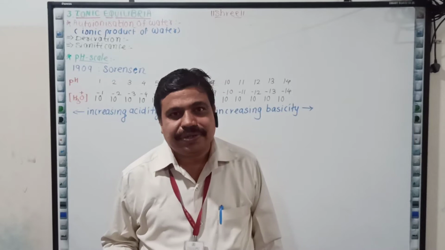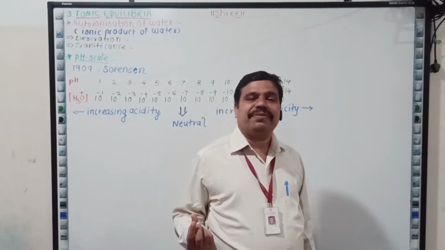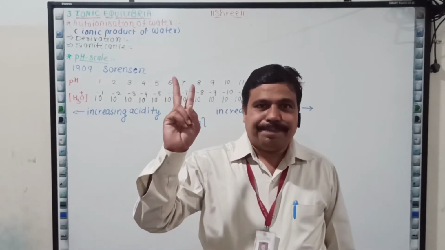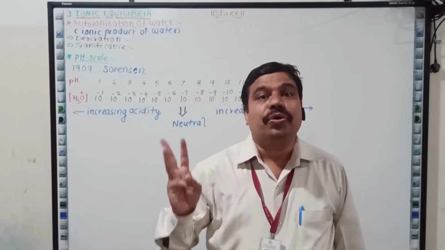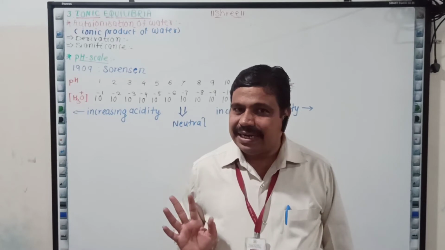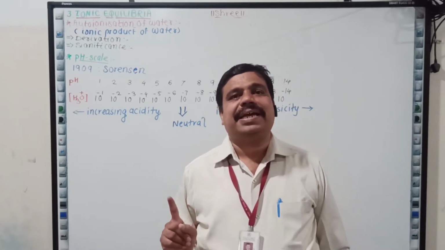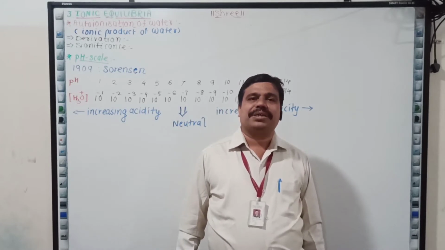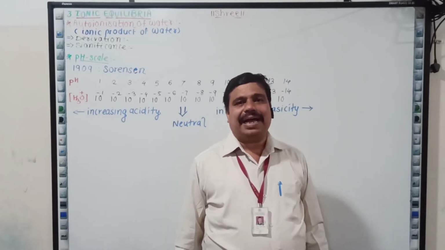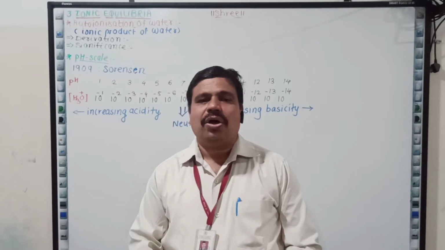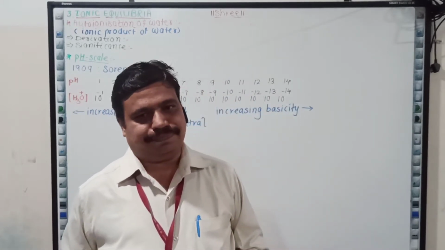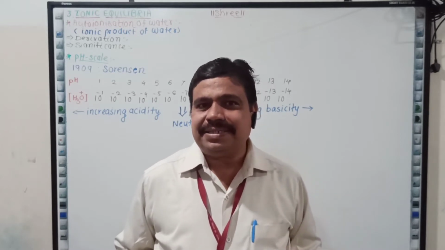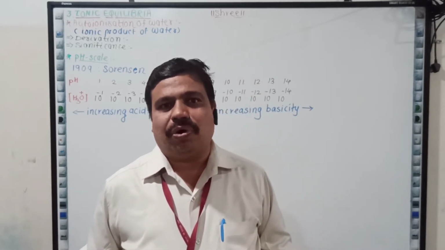be find out aqueous solution of given substance is acidic, basic or neutral. Once again I repeat, pH scale decide given aqueous solution of substance is acidic, basic or neutral. Now dear friends, just we discuss ionic product of water.